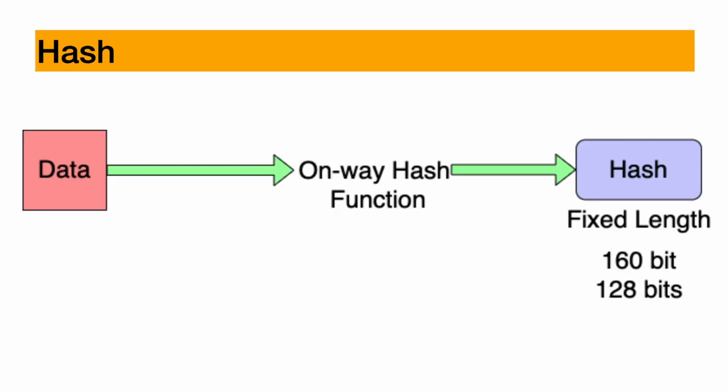Now here you can see the diagram. What will happen is, if we have data, for example a text file, we create a hash of that text file. It can be a length of 160 bit or 128 bit, depending on you.